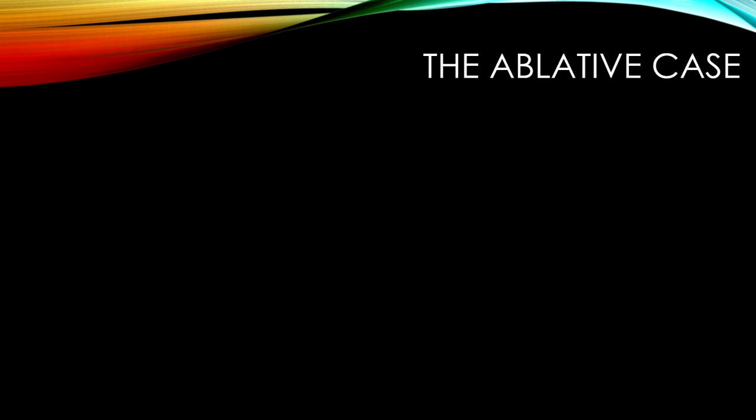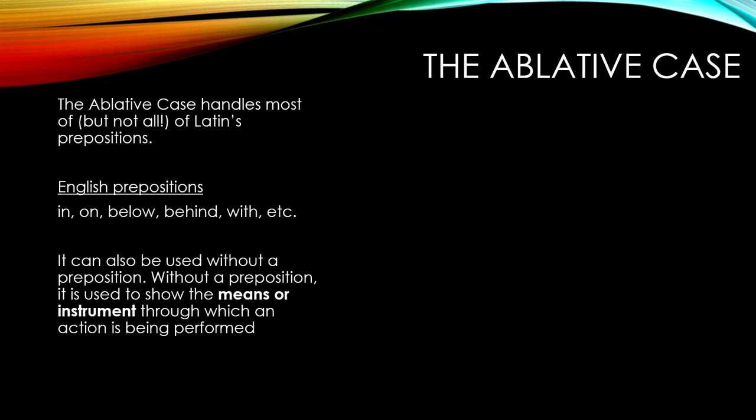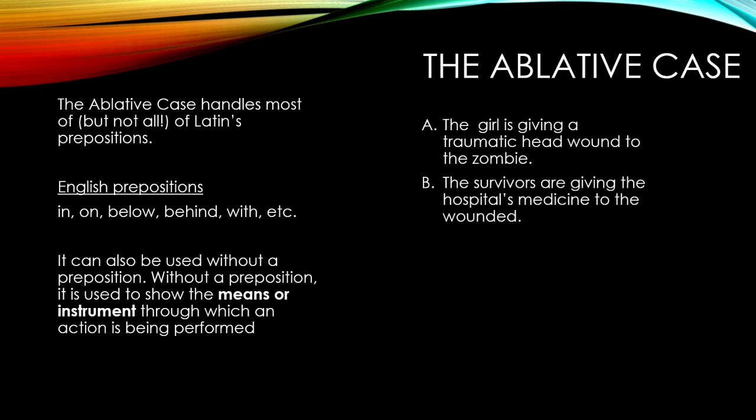The ablative case handles most, but not all, of Latin's prepositions. Prepositions are words that govern and usually precede a noun or pronoun and express a relation to another word or element in the clause. English prepositions include in, on, below, behind, etc. The ablative can also be used without a preposition, and in this case, it is used to show the means or instrument through which an action is being performed. Therefore, when used without a preposition, it is usually translated as with the noun, or by the noun, or from the noun.